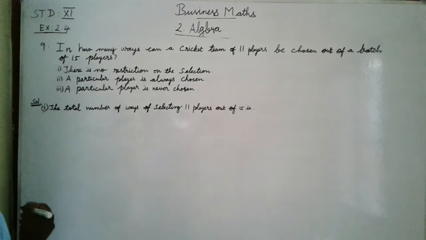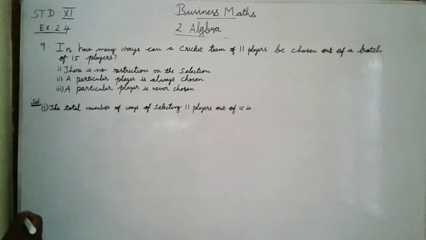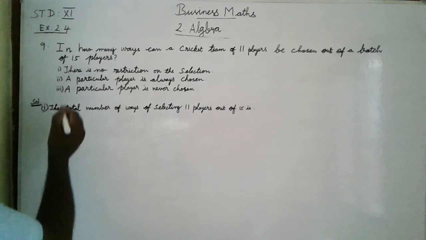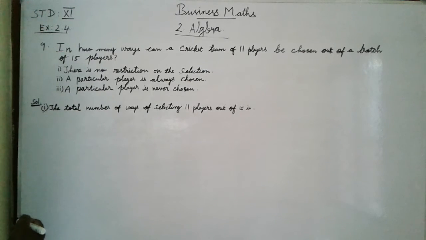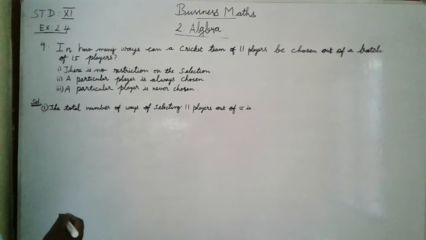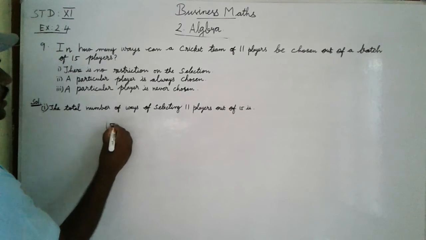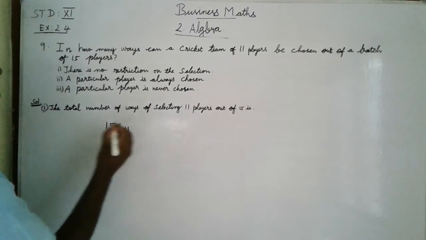Ninth sum. In how many ways can a cricket team of 11 players be chosen out of a batch of 15 players? The first one is there is no restriction on the selection. Second, a particular player is always chosen. Third, a particular player is never chosen. For the first one, we find the total number of ways of selecting 11 players out of 15 members. So we write 15C11.